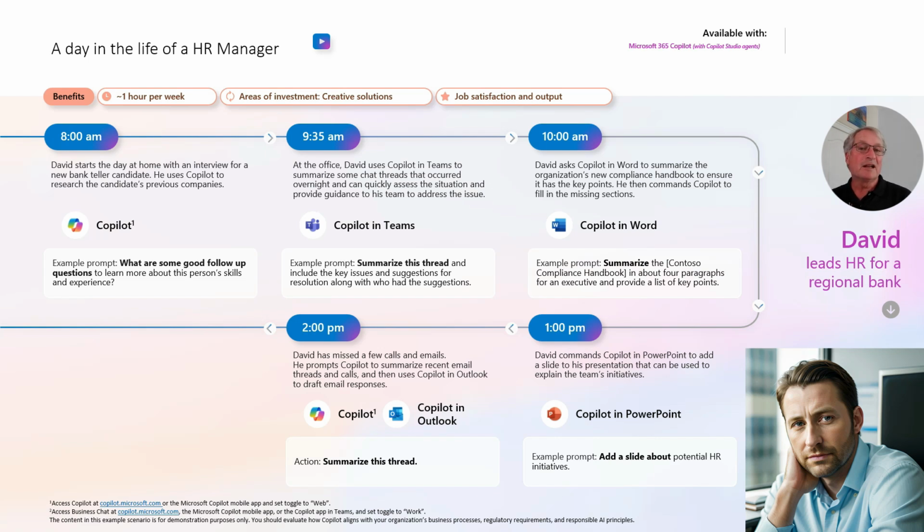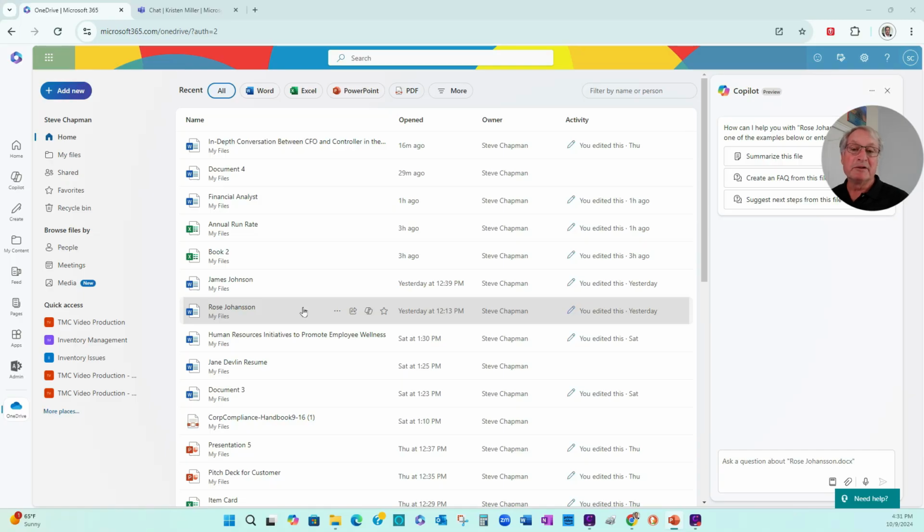The first thing he's got coming up is he has an interview with a job applicant. He's got a number of resumes. He wants to prepare for that interview, so let's help him do that. He's going to be interviewing Rose Johansson. We can use Copilot to get some questions that he might ask Rose about her experience to give David a better idea of how Rose might fit into their organization.